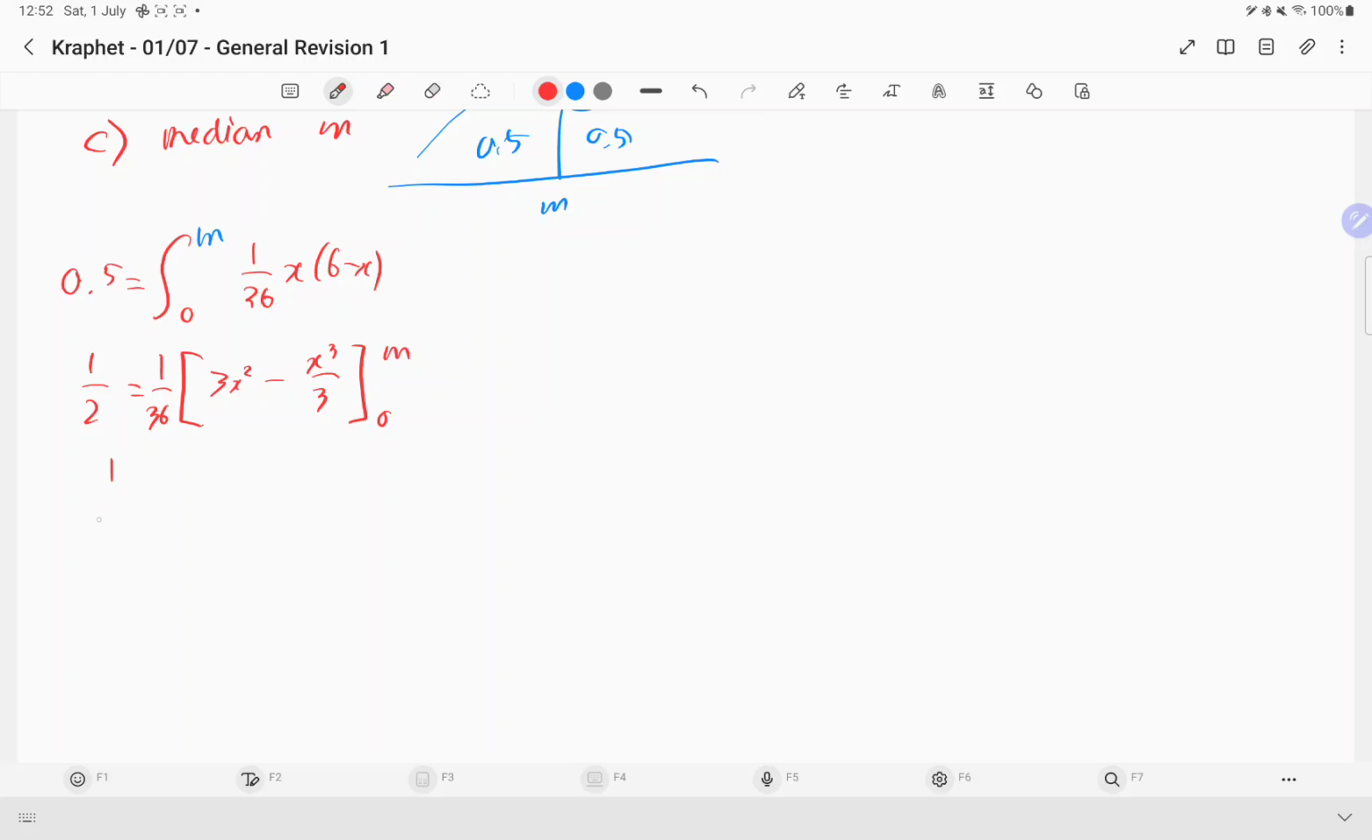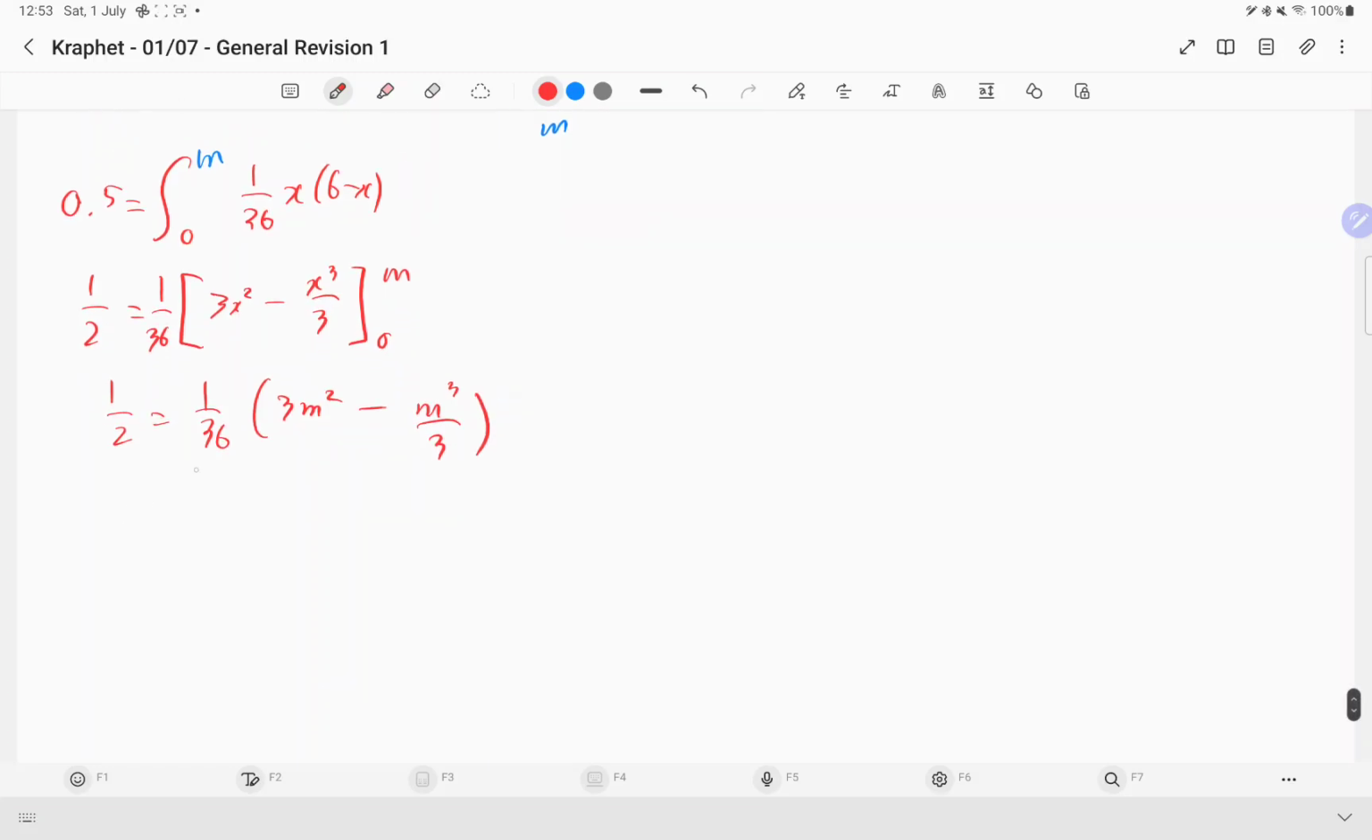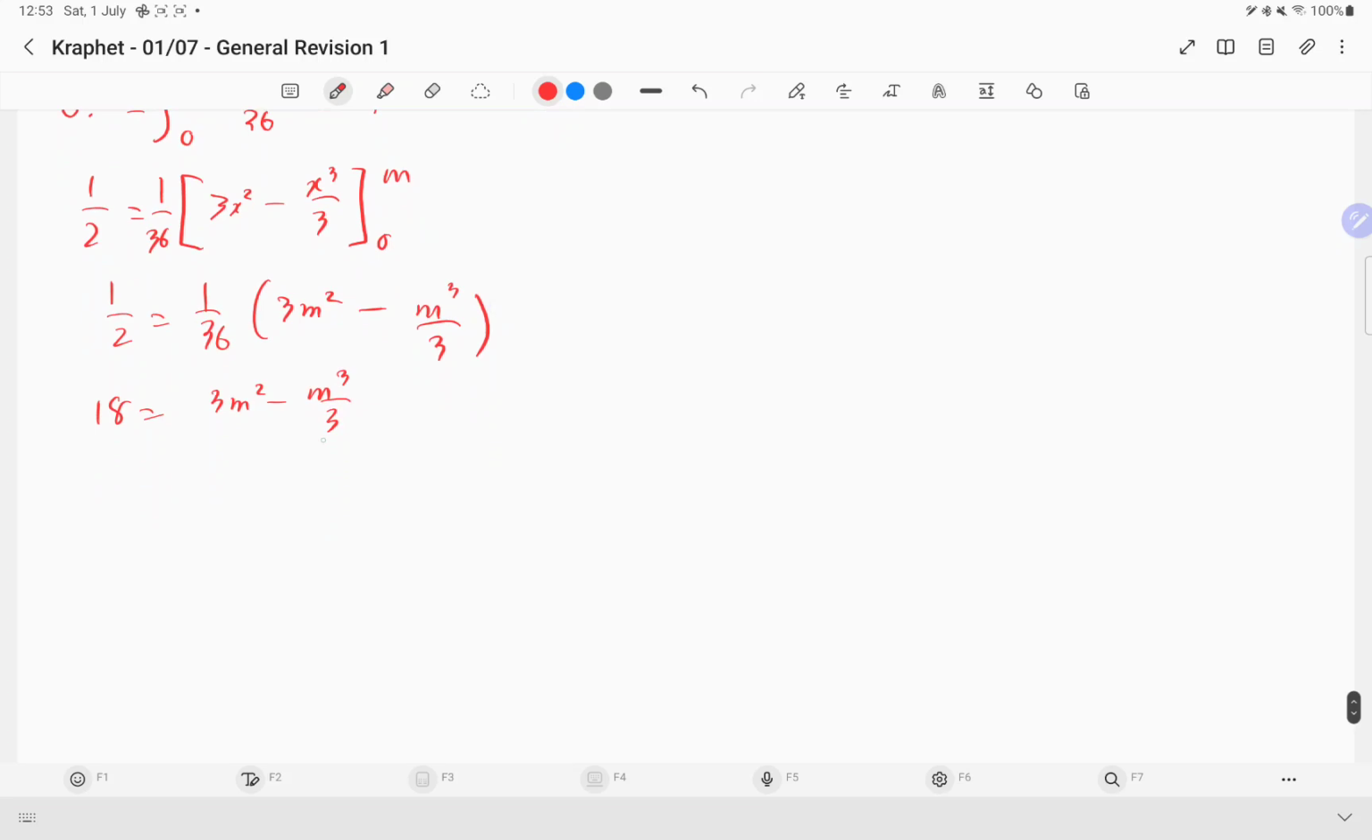Okay, so 1 over 2 equals 1 over 36 of, when you sub m in, it will be 3m squared minus m cubed over 3. Okay, I see now why this looks familiar. Times both sides by 36, I get 18 equals 1 times this thing, and it will be out of the brackets now. I'll times 36 to the other side, like so. Times 3 both sides to get rid of the over 3. 54.